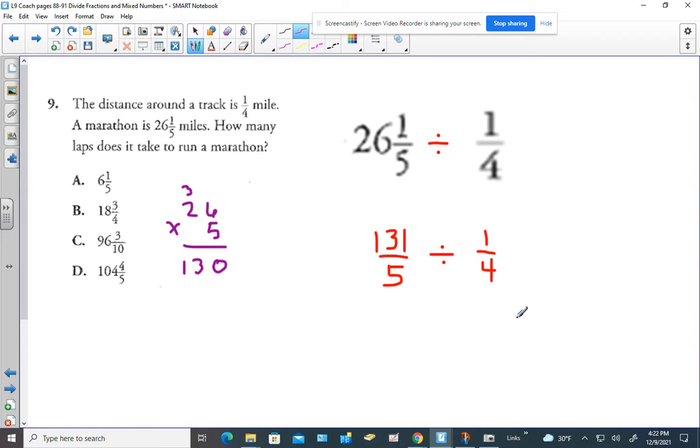All right, next, we have to say to ourselves, since it's division, keep, change, flip. Dividing is the same as multiplying by the reciprocal of the divisor. So that means we're going to keep the 131 over 5. We're going to change this to multiplication, and we'll flip this around to its reciprocal. So that means 4 goes on the top and 1 goes on the bottom. All right, now it doesn't appear as though we have any reducing opportunities.